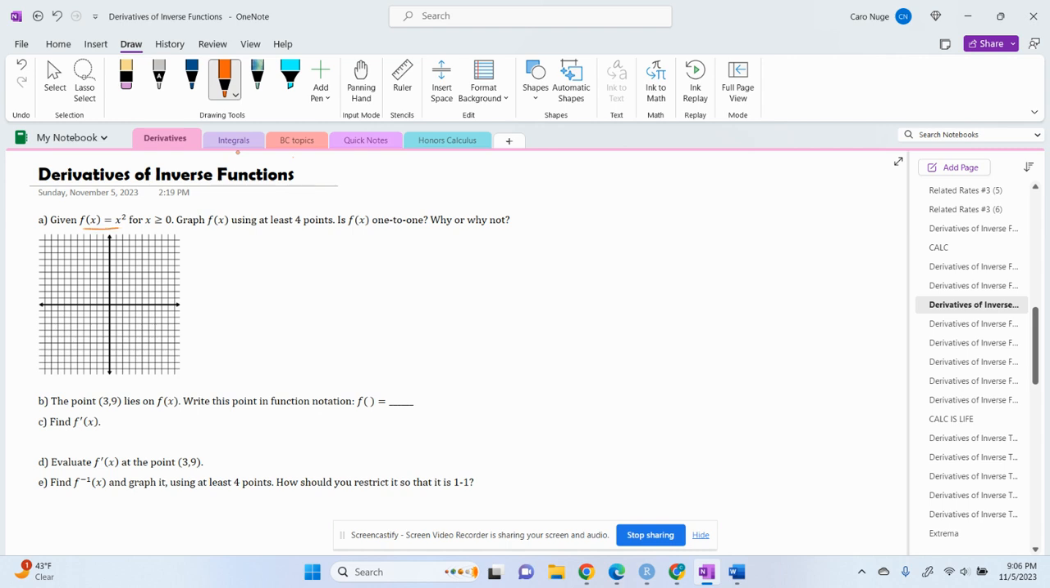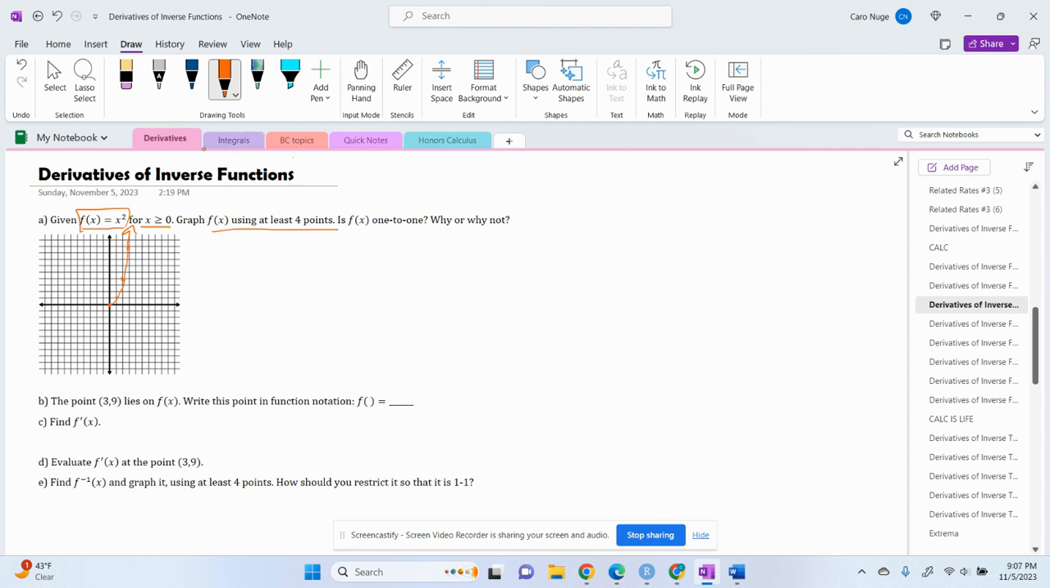Okay, we're going to take this function here, x squared, that we had on the previous screen, but I'm going to restrict it to x is greater than or equal to 0. So let's graph f of x using at least 4 points. I'm just going to do 0, 1, 1 squared is 1, 2 squared is 4, and 3 squared is 9. All right, greater than or equal to 0. So I have my parabola, but I'm only using this half.